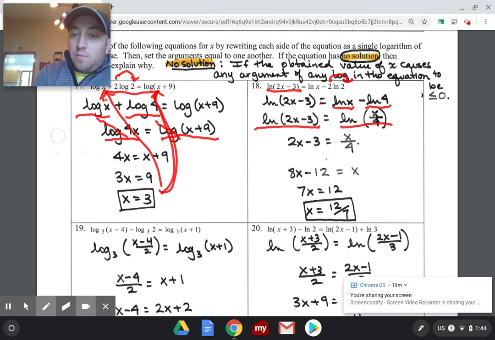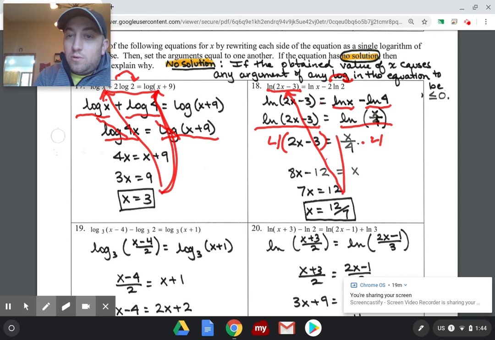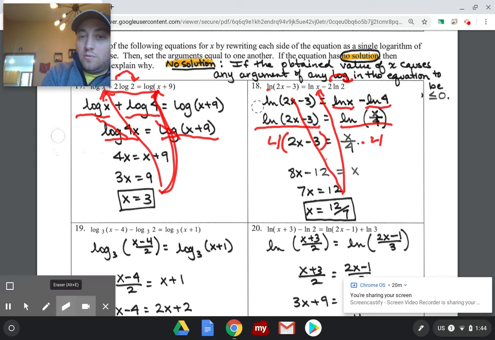So I would have to multiply both sides by 4. That's where the 8x minus 12 comes from, is equal to x. And then solving, we get 12 over 7. So I would need to make sure, if we plugged 12 over 7 into our original problem, would I be taking the logarithm of a negative number? No, I would not. So that is our answer. We're okay. All right, let me erase. We'll look at these last two, and that will be it.